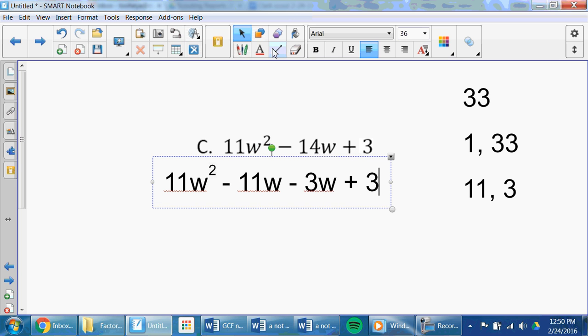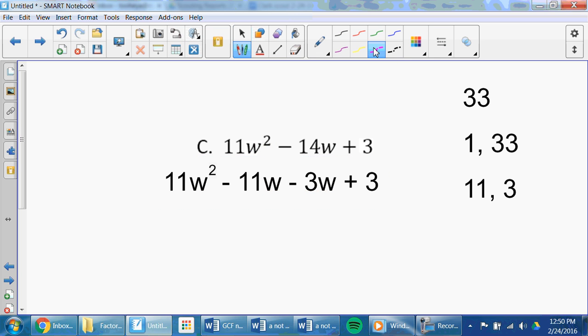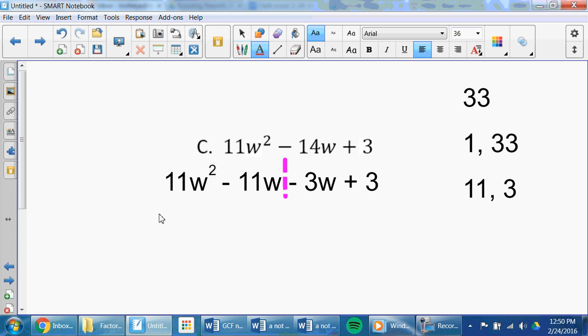Now, it doesn't matter which order you put them in, but I'm going to put them in that order. It just makes it a little bit easier to GCF. So I split them in half, and I get my next response. If I was to GCF the front, they both are divisible by 11, and they both have a w, so I could take out 11w. Then I would have w minus 1 inside.